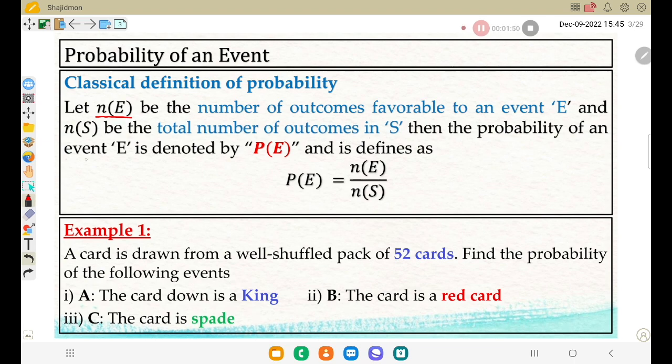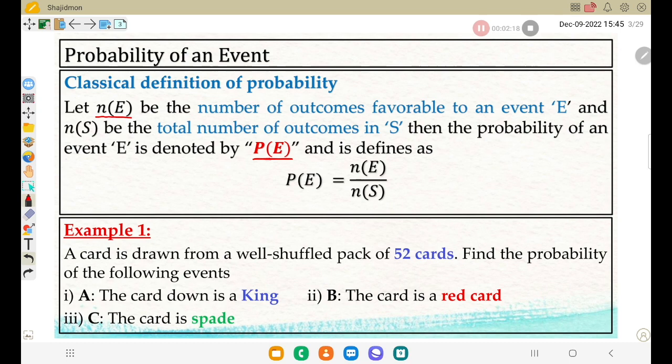Then the probability of an event E is denoted by P(E). We can use this notation for representing probability. P means probability of event E. Okay, and it is defined as P(E) equals n(E) divided by n(S). That means the number of outcomes favorable to the event E divided by the total number of outcomes in S.